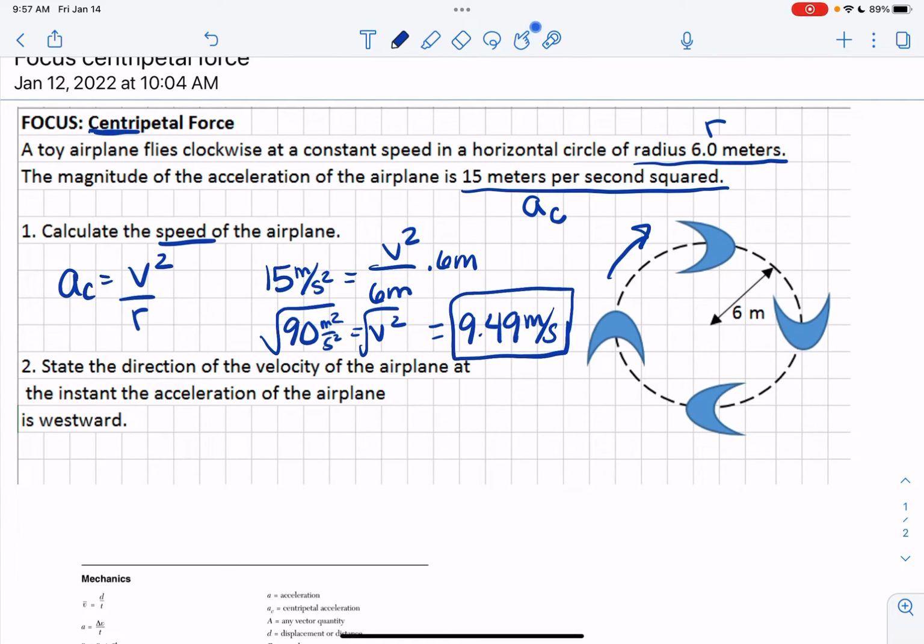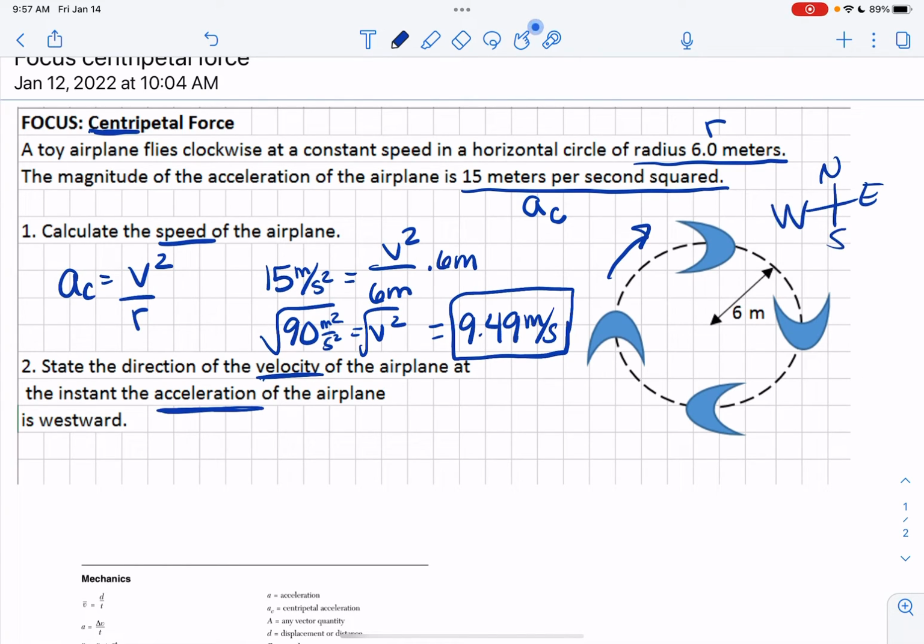speed of the airplane. All right, this next one's tricky because it's asking you to find the direction, and you have to read it carefully. So it says, state the direction of the velocity of the airplane at the instant the acceleration of the airplane is westward.